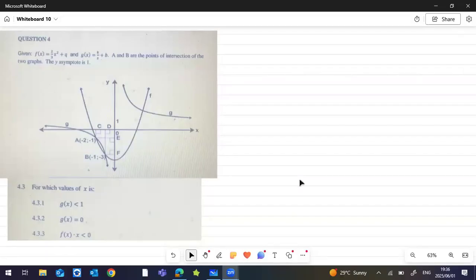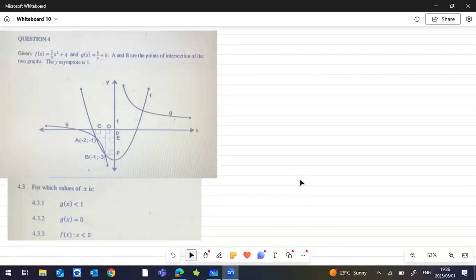Okay, great times. Let us all look at this question 4. You are given a parabola and a hyperbola. Your parabola is f of x equals 2 over 3x squared plus q. Your hyperbola is g of x equals k over x plus b. A and B are points of intersection of the two graphs.